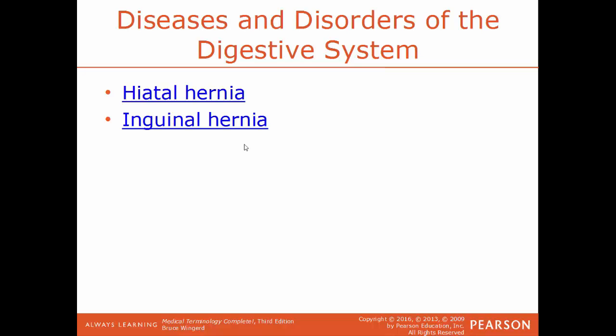Our next two terms are references to different types of hernias. The first one, hiatal hernia, is where you have an organ, usually the stomach, that will protrude through the esophageal opening of the diaphragm. And an inguinal hernia is when the intestines will poke through or protrude through a weak spot in the abdominal muscles.